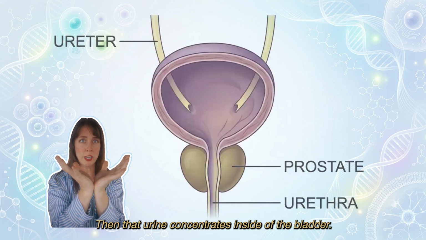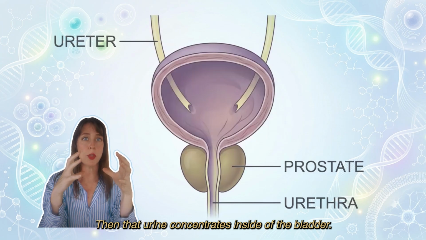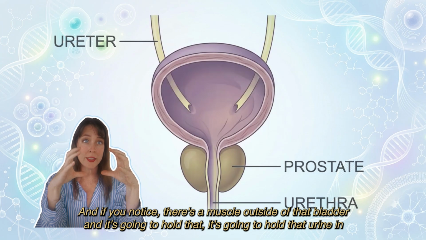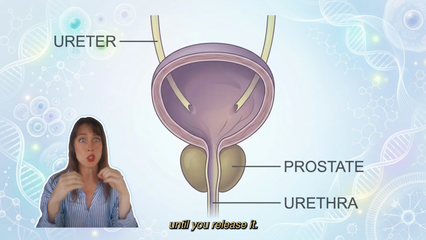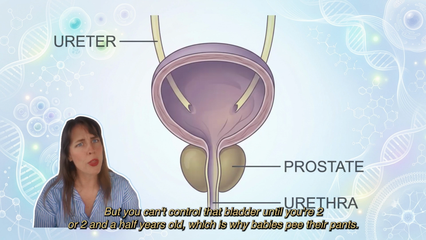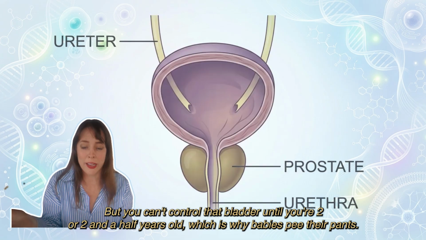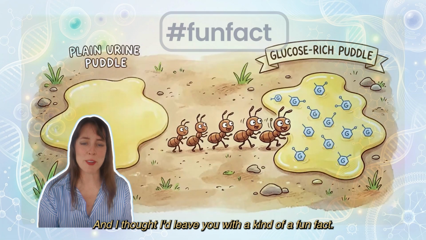Then that urine concentrates inside of the bladder. And if you notice, there's a muscle outside of that bladder, and it's going to hold that urine in until you release it. But you can't control that bladder until you're 2 or 2.5 years old, which is why babies pee their pants. And I thought I'd leave you with a kind of fun fact.